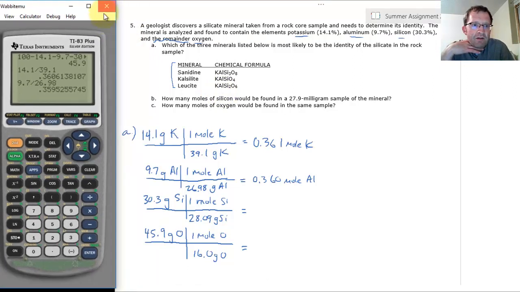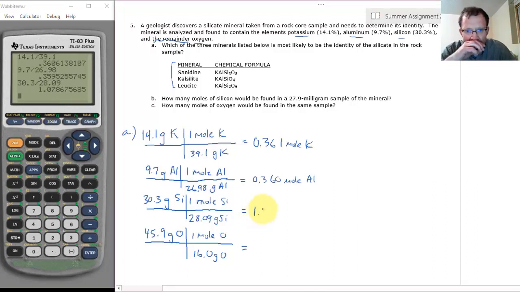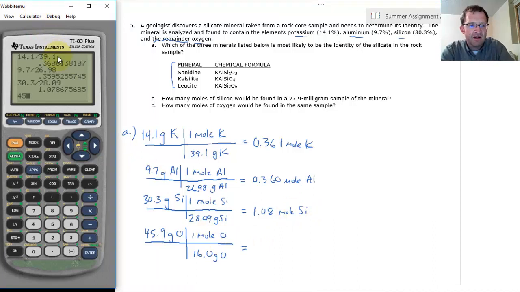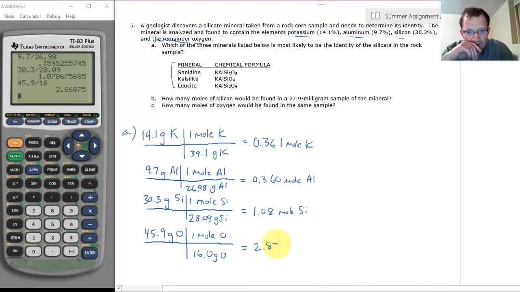Okay? So let's see what the next one is. Maybe that's going to shed some light on things. 30.3 divided by 28.09 gives me 1.08. 1.08 moles of silicon. And oxygen, we said oxygen was the most abundant of the elements in the Earth's crust. So it should be the largest number of moles here, and it is 2.87 moles of oxygen.